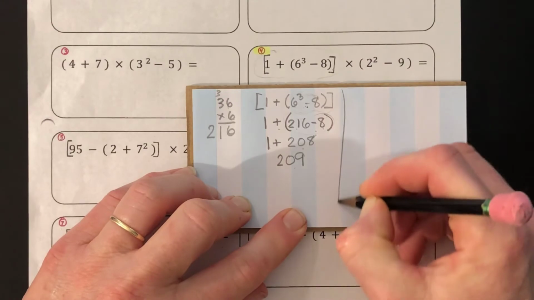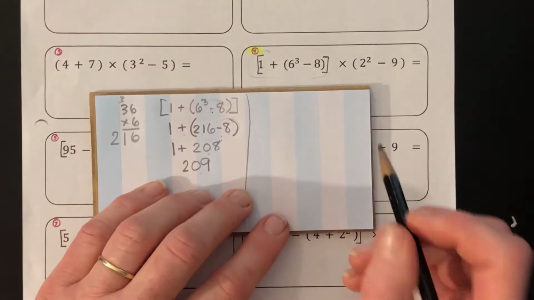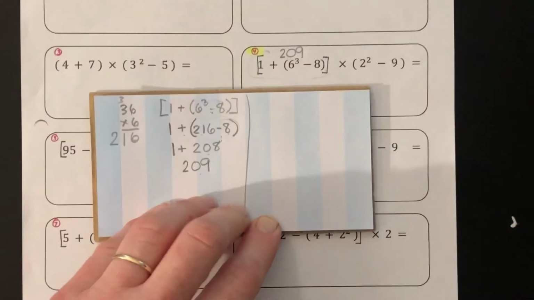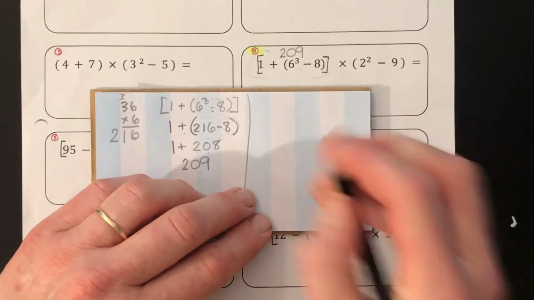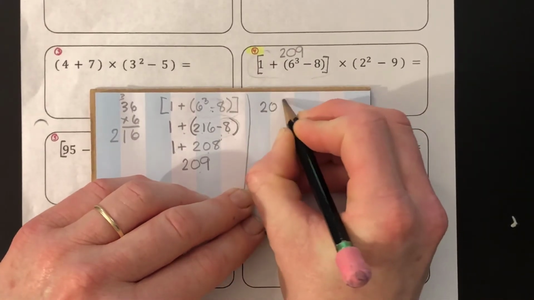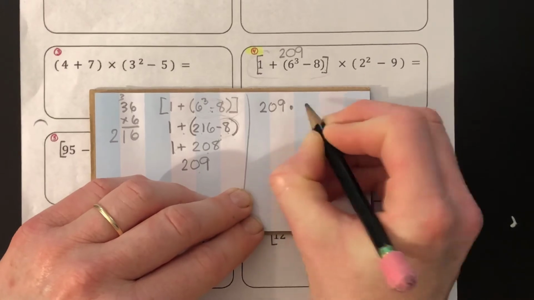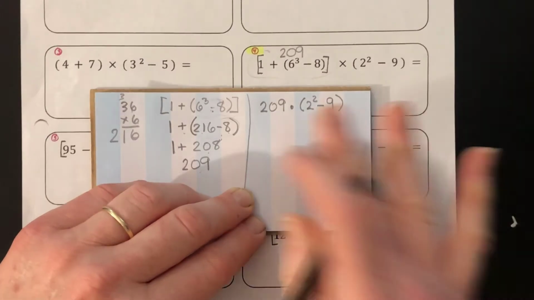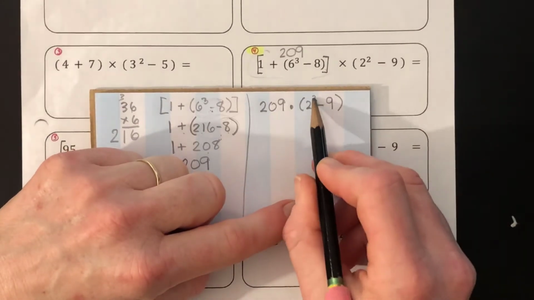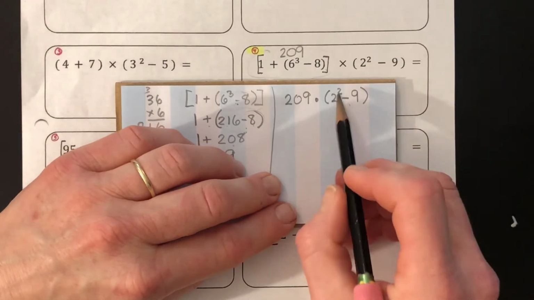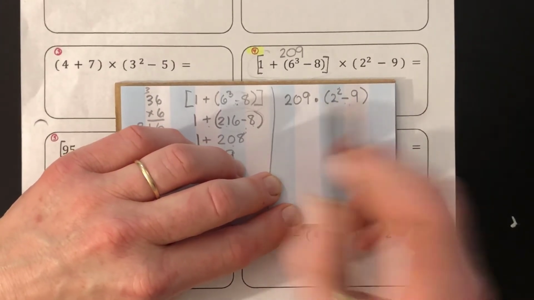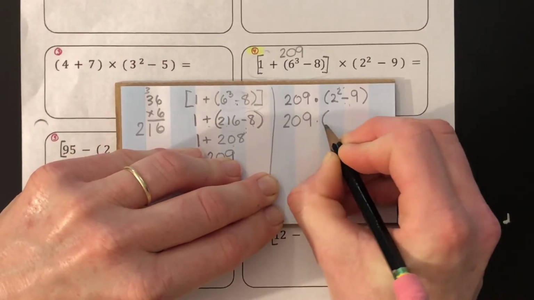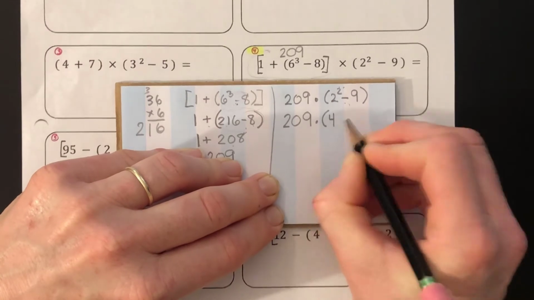So I'm going to come over here and rewrite my problem because I know this is now 209. So I will rewrite what I have. 209 times 2 squared minus 9. There we go. Now I can focus on this. Once again, we have 2 different operations inside the parentheses. We have exponent and subtraction. We do exponent first. So 2 squared is 4. So let me rewrite what I have. 209 times, this is 4, minus 9.